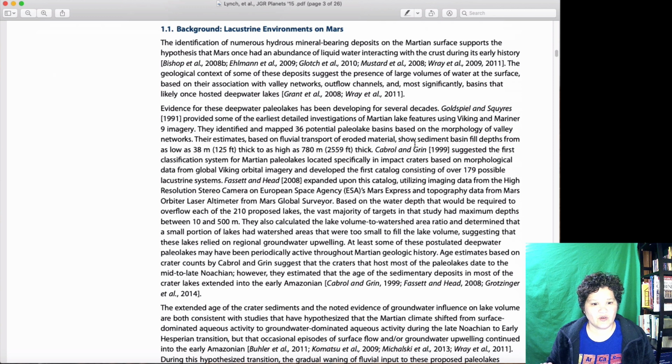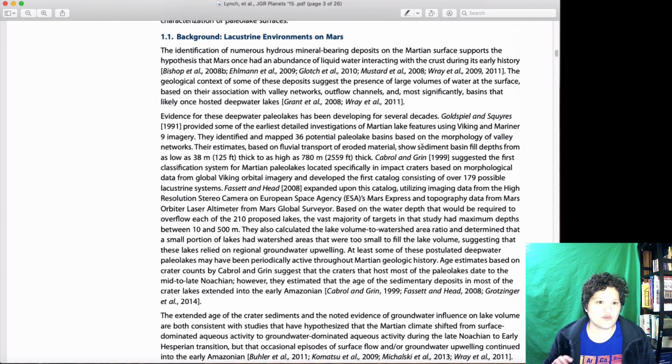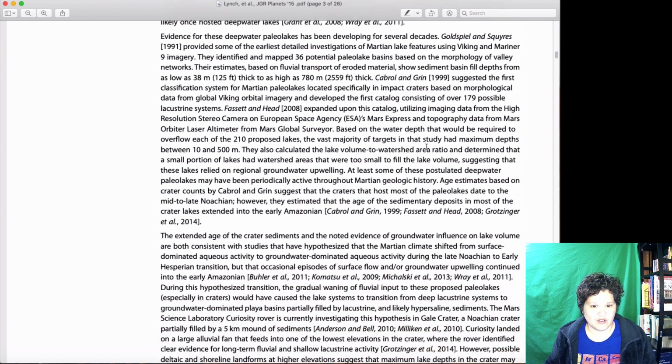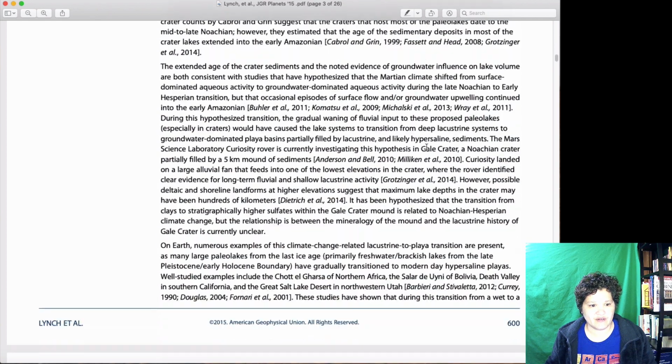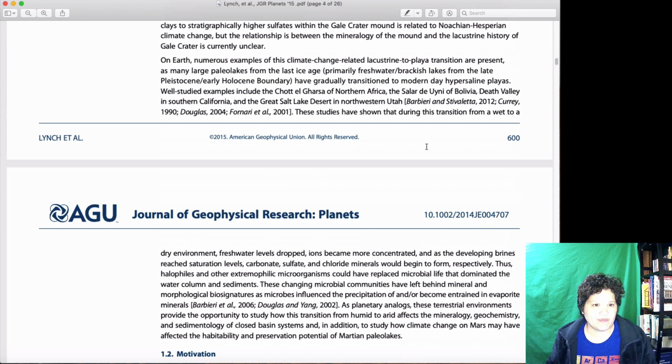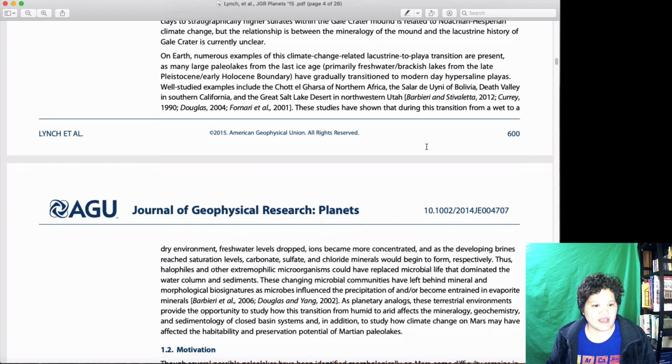Now here, what we're going to do is we're going to look at everything that's important for this study. The first 3 paragraphs, if you go through, talk about paleolakes on Mars. And you'll notice that there are numerous references here. And then in paragraph 4, right at the bottom of page 600, now they say on Earth, examples of basically paleolakes, and this is what those are like. Why do we think they're useful as analogs for Mars?